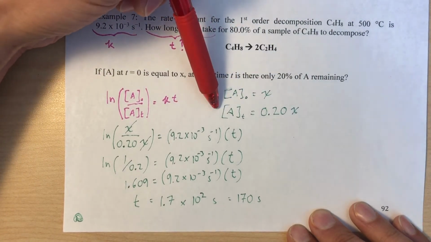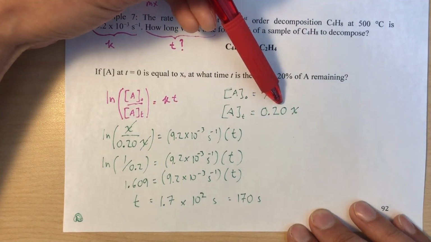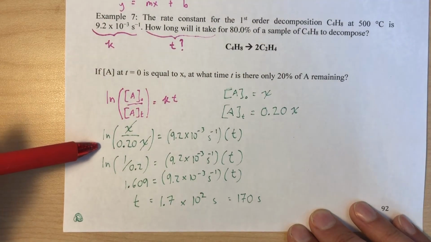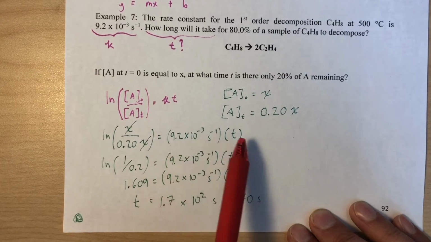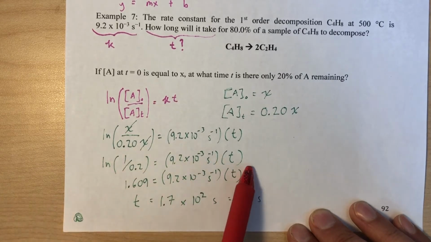At a concentration of A at time t is going to be 0.2x because 80% of it's gone. So we plug those values into our integrated rate law expression, and we get the natural log of x over 0.2x is equal to our rate, k, 9.2 times 10 to the negative 3 inverse seconds times t. The x's cancel, and we get a natural log of 1 over 0.2, which is equal to 9.2 times 10 to the negative 3rd inverse seconds times t.